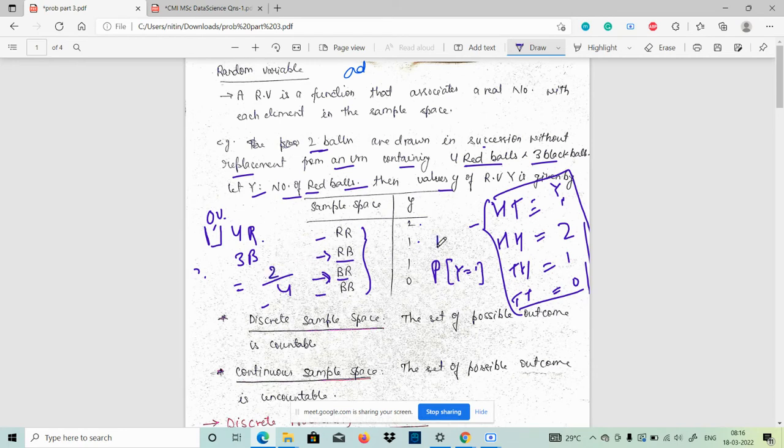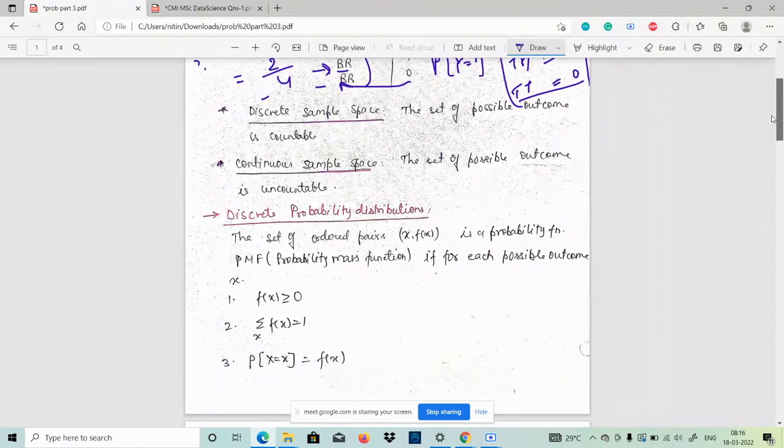Okay, you may ask me what is the probability of y is equal to zero. Same thing: y is equal to zero corresponds to this particular outcome. So we have just one sample point, so it will be one by four. This way you can find the probability for a discrete sample space also. But we'll see everything in detail as we go through.